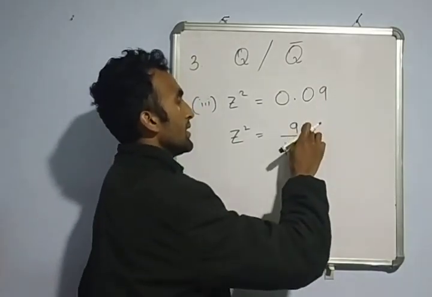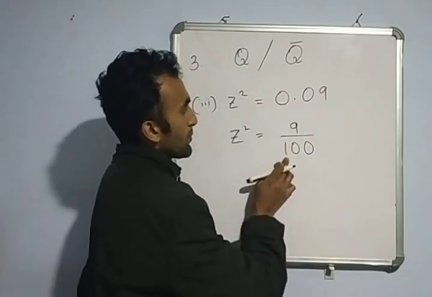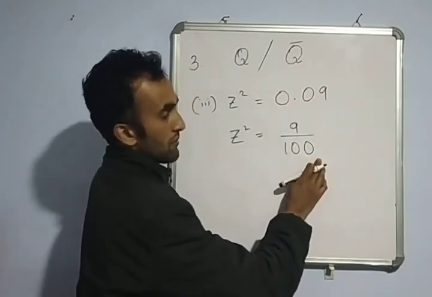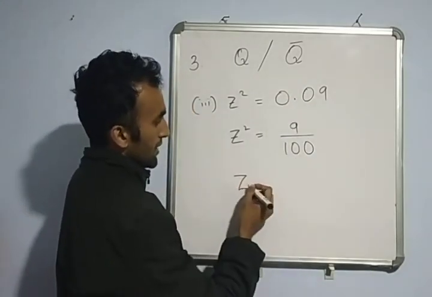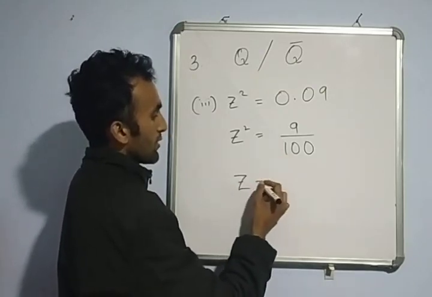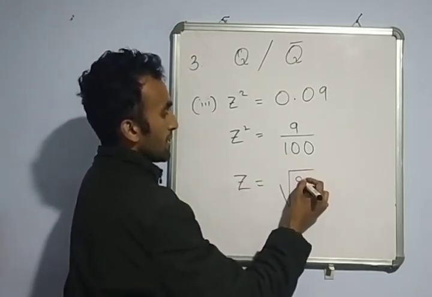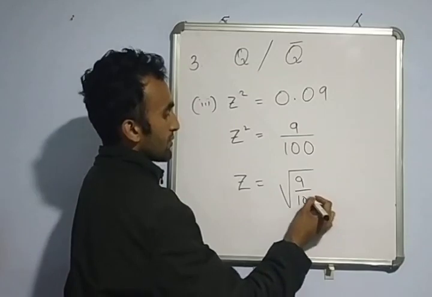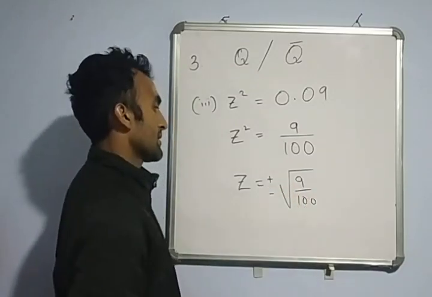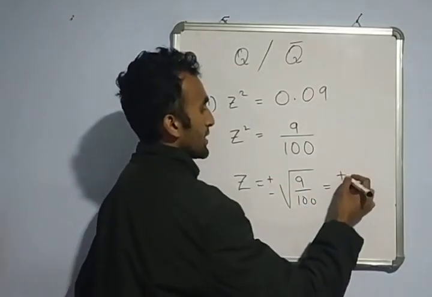Just write down the number and divide it by 1 means point. The remaining convert it to 0. Now there is no decimal. Z equals to square root of 9 by 100. That is also plus minus. Now you check, it is plus minus.